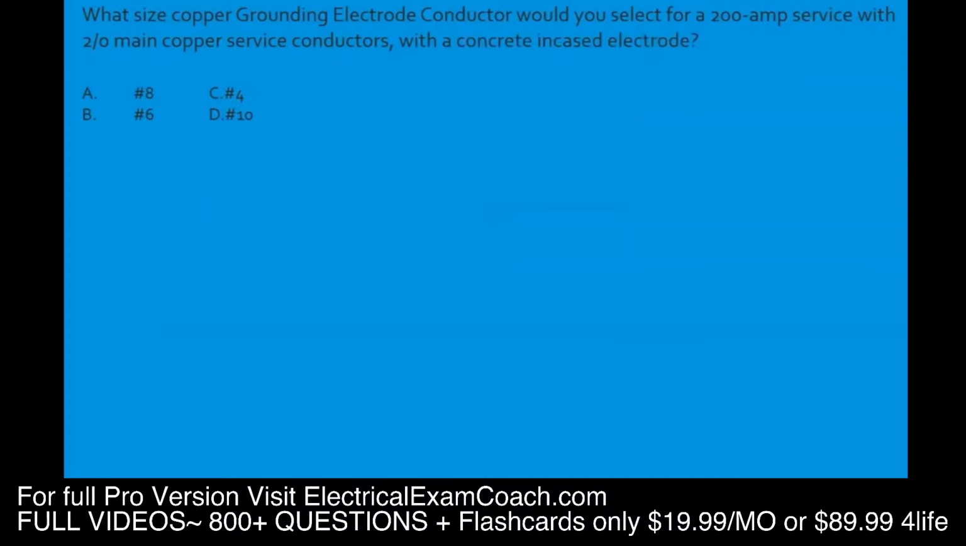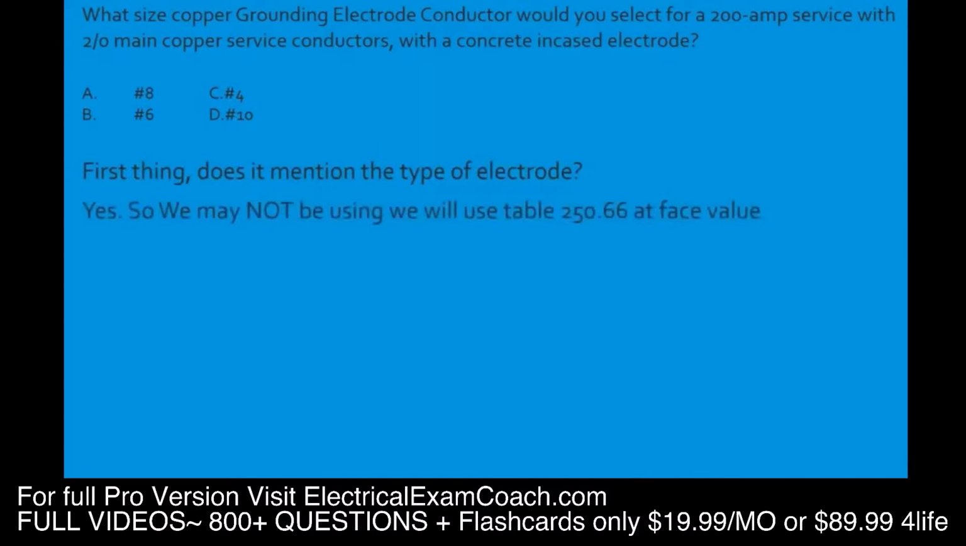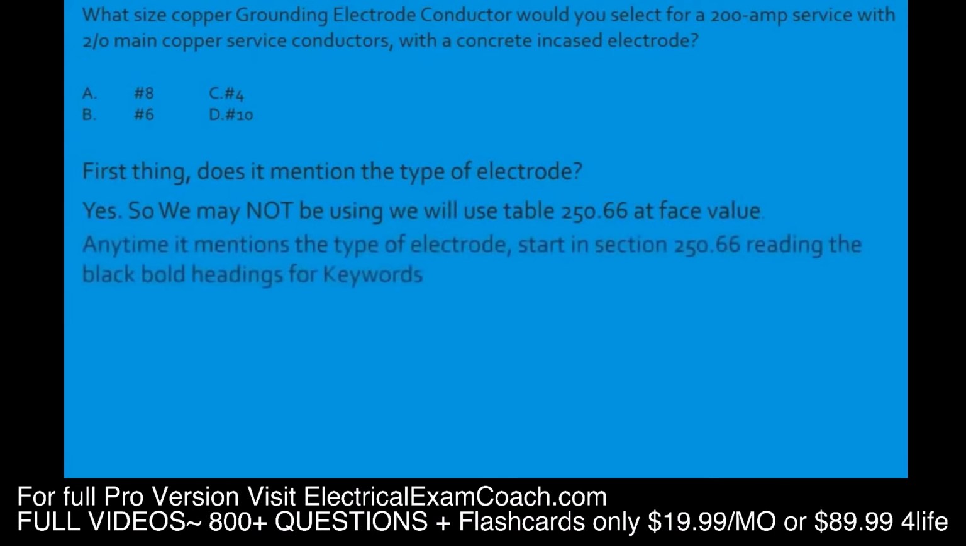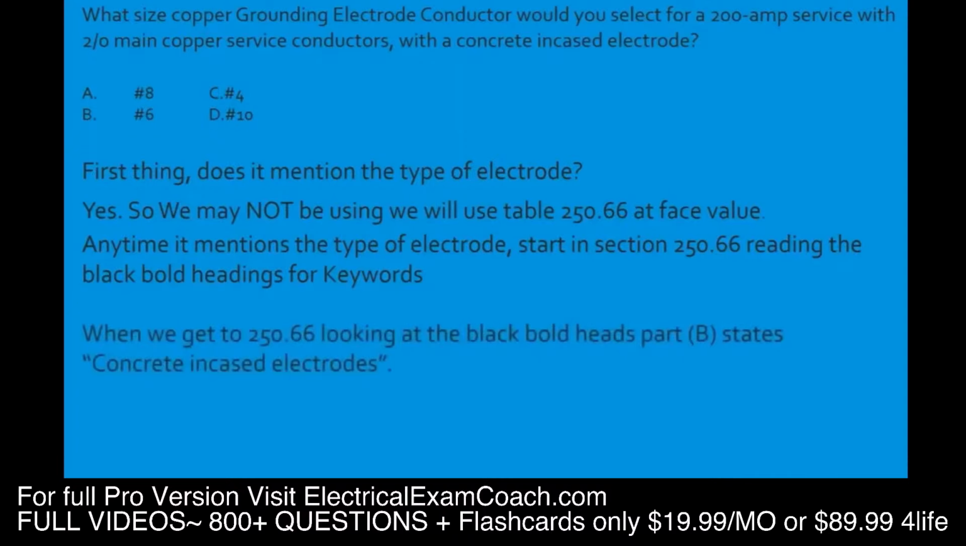What size copper grounding electrode conductor would you select for a 200 amp service with 2/0 main copper service conductors with a concrete encased electrode? First thing, does it mention our type of electrode? It does, so we may not be using Table 250.66 at face value. The first thing we do is head straight back to section 250.66, reading the black bold headings looking for keywords. We've already done our highlighting, so this should be very simple. We see that part B states concrete encased electrode. Then all we have to do is go to our second part of our highlighting, and we find out that it is not required to be any larger than a number 4.